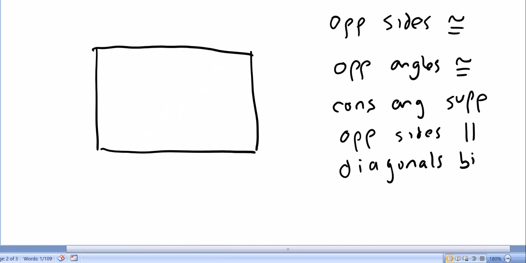All right, it's rectangle time. Let's prove that a rectangle is a special type of parallelogram, which is a special type of quadrilateral, which is a special type of polygon. Here we go.